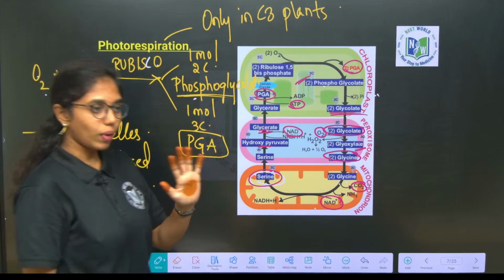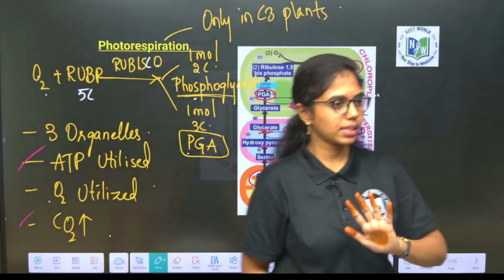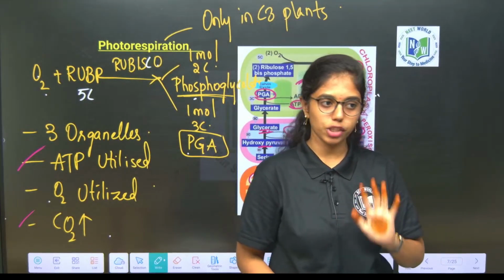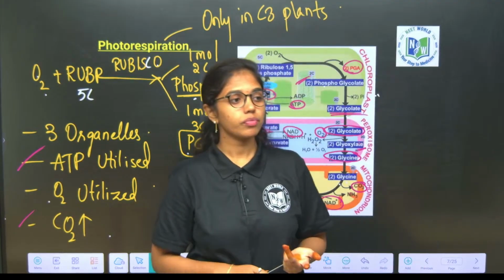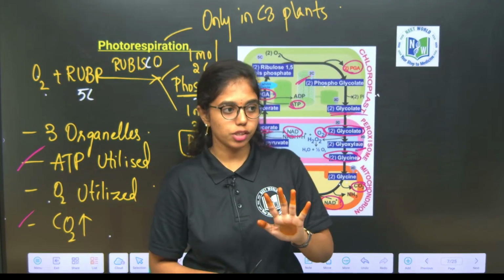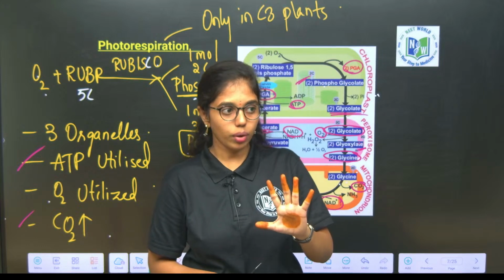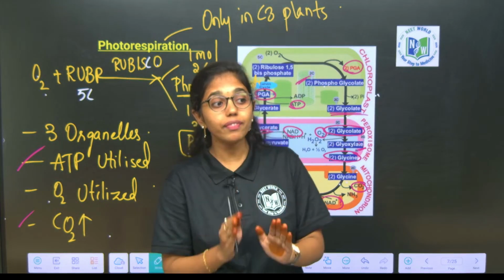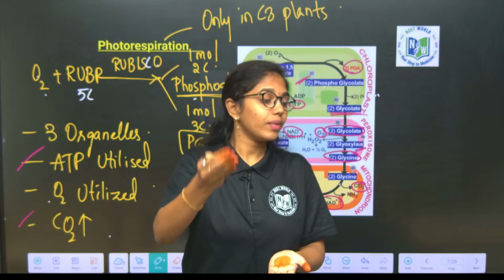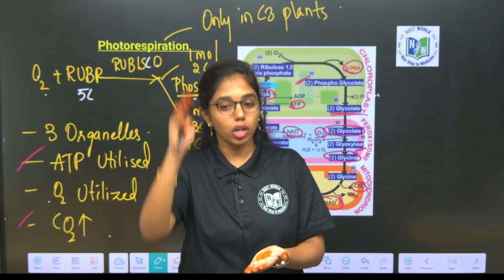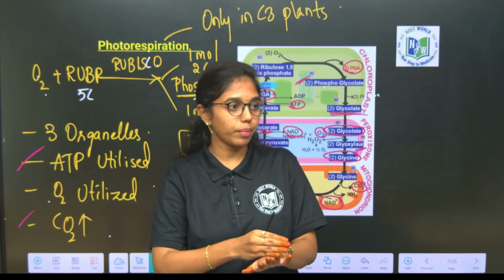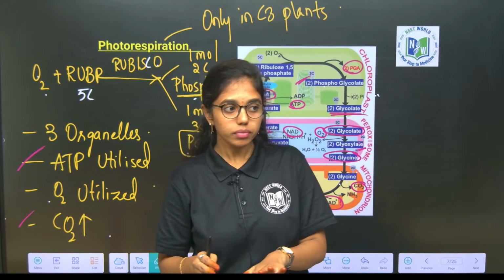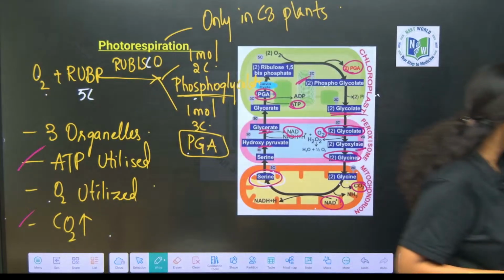No, right? So one thing you remember with respect to your exam, photorespiration or the C2 cycle is operated in which plants? C3 plants or temperate plants. This happens only when the temperature rises and when the ratio between carbon dioxide and oxygen is low.